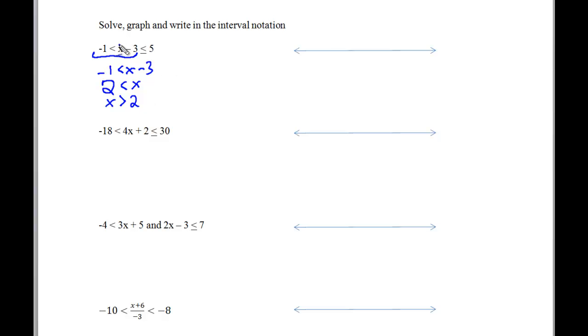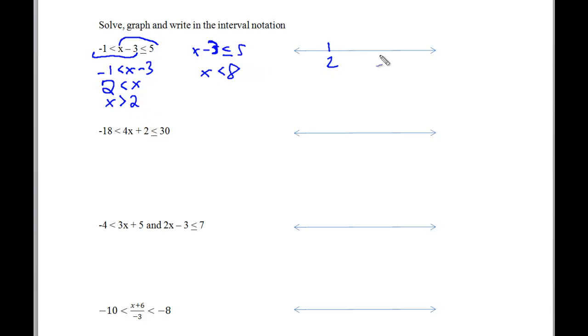Now we're going to do this problem here. So x minus 3 is less than or equal to 5. It should be a 3. So I move the 3 to the other side. X is less than 8. So it looks like x is greater than 2. X is less than 8.